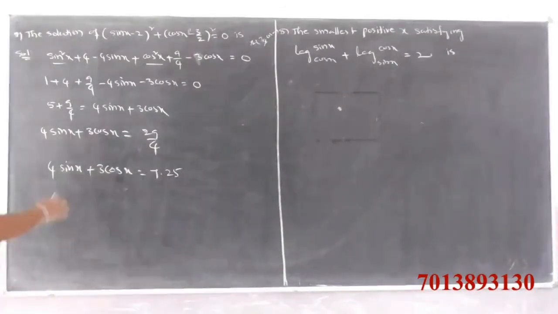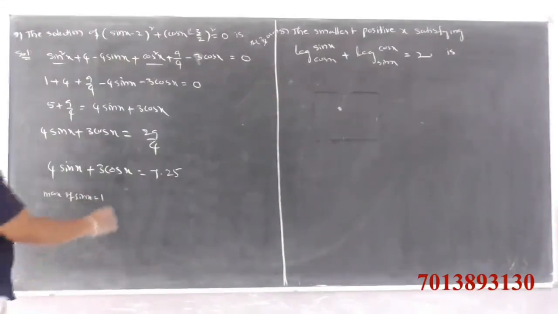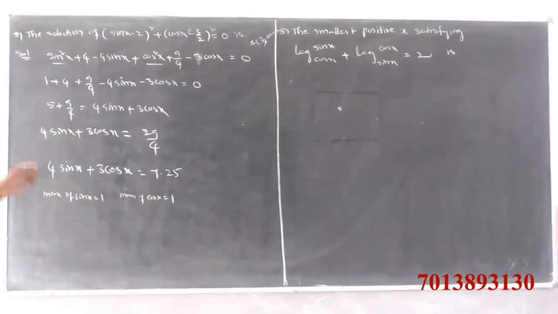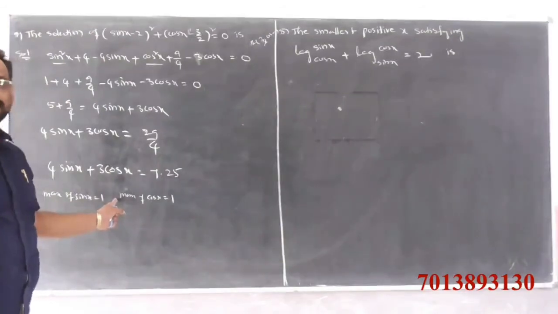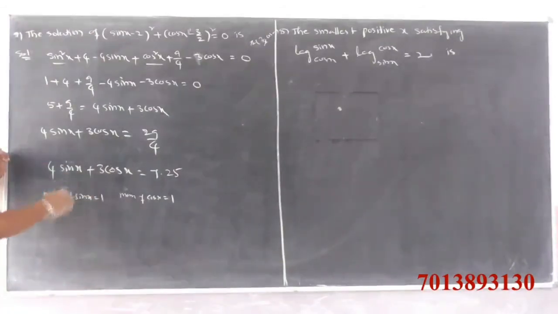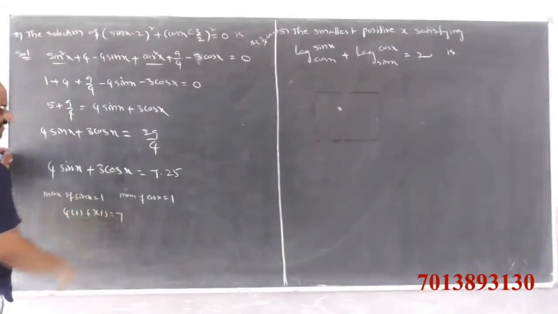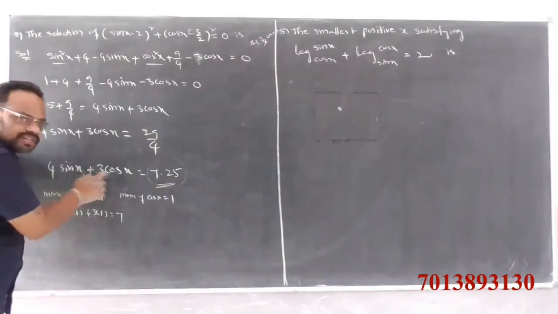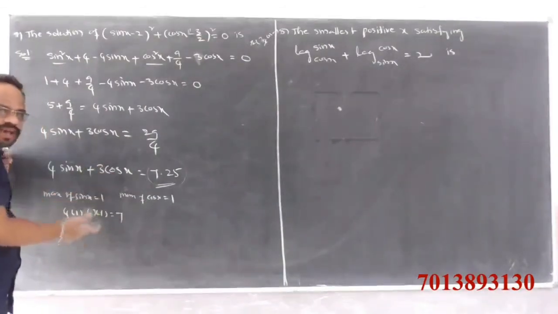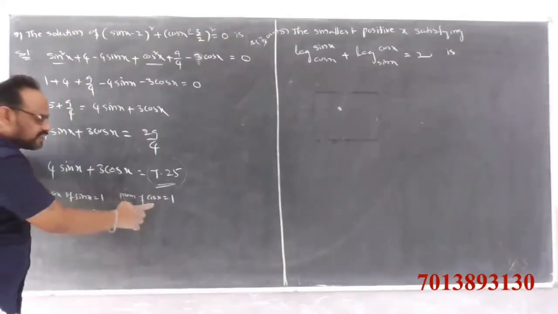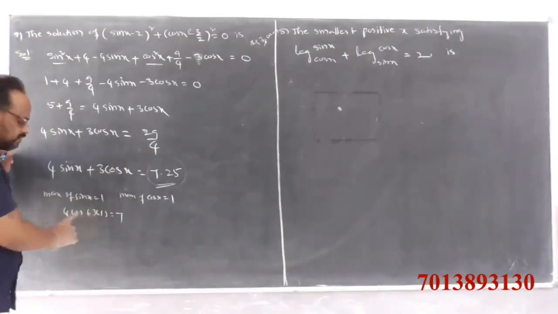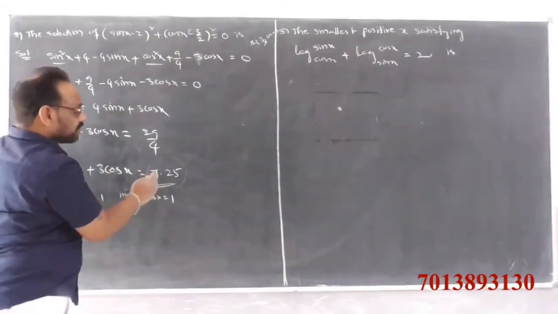We want the solution. Observe here, the maximum value of sin x is 1, and the maximum of cos x is also 1. If you take the maximum values of sin x and cos x, 4 into 1 plus 3 into 1, we get 7. But here we get 7.25. The sin function's maximum value is 1, the cos function's maximum value is also 1. So 4 into 1 is 4, 3 into 1 is 3. 4 plus 3 is 7, but here we get 7.25.